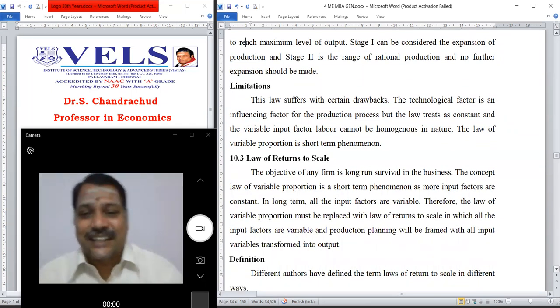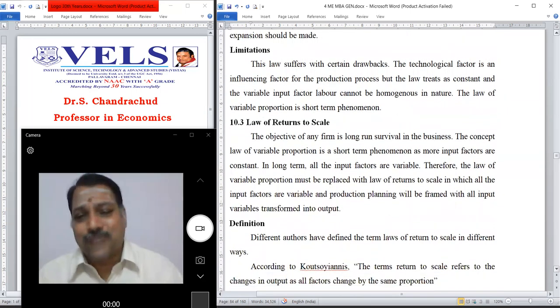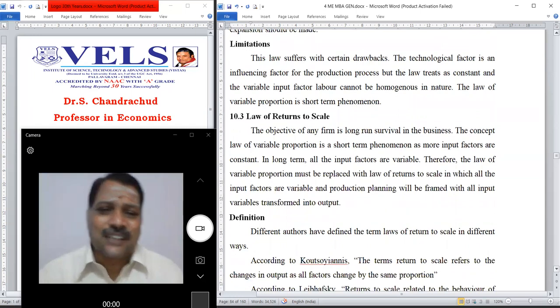Coming to the next theory, called the law of returns to scale. The objective of any theory is the long-run survival of the business.